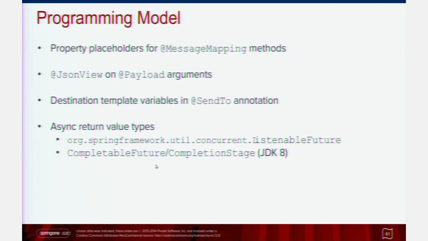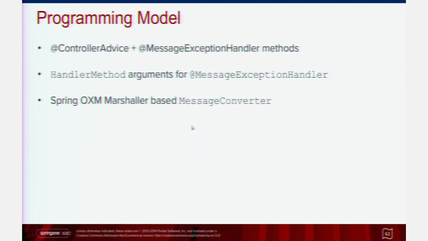All right, programming model changes. We have property placeholders supported for message mapping methods. JSON view for @Payload input arguments. This is kind of similar to what's happening on the controller side for Spring MVC. For SendTo annotations, you have destination template variables that you can use, so you can make a dynamic destination. Also support for async return value types.